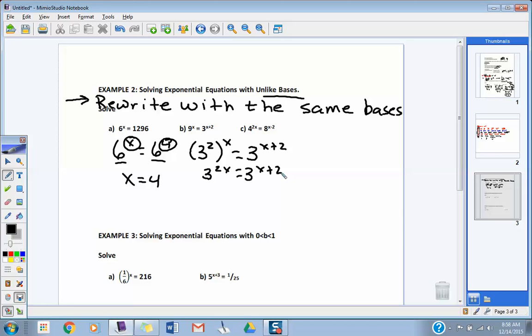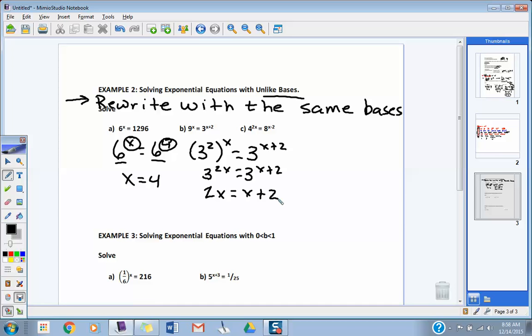You divide them. Not divide them. Use the equation. Set the exponents equal to each other, right? Yeah, once you've got like bases, set the exponents equal to each other. Very good, Carson. So what am I going to write here? 2x equals x plus 2. It's basically kick the bases out. Once the bases are the same, you get rid of them and keep the exponents.